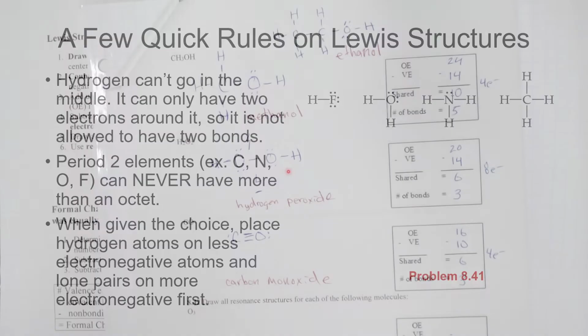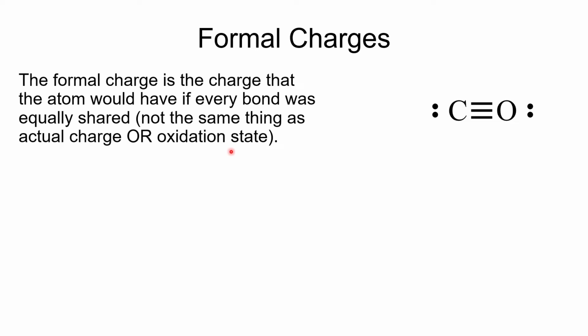And we're going to look at something that we call formal charges. Now, I've drawn the structure for carbon monoxide here. All right, the formal charge is the charge that the atom would have if every bond was shared equally. Now please note, this is not the same thing as the actual charge, so it doesn't take into account polar bonds and stuff like that. And it's not the same thing as the oxidation state, because oxidation state is completely different. So this is formal charge, and you have to know how to do this calculation. It's really easy to do.